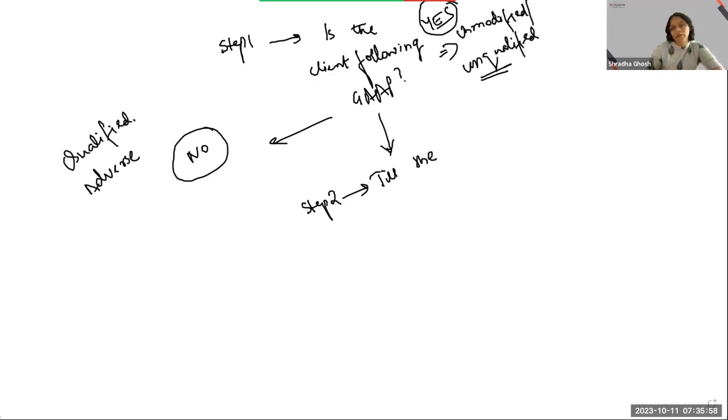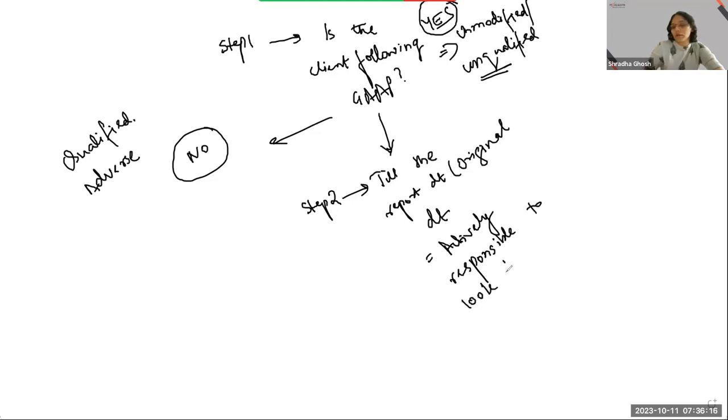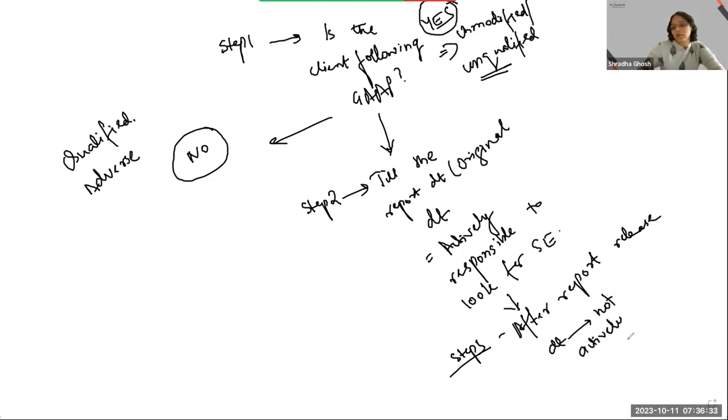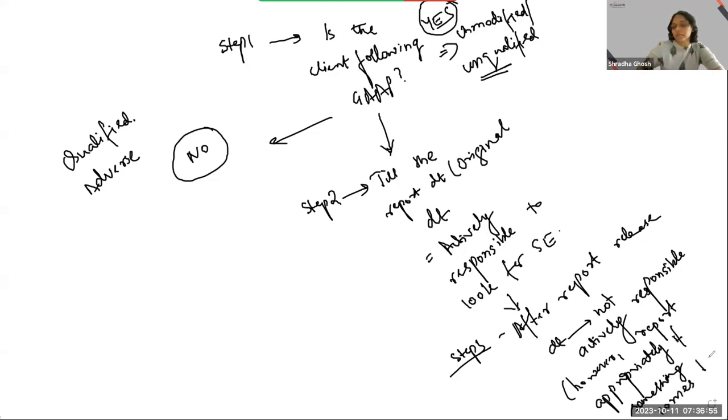Okay, so first thing what you do is understand, is the client following GAAP? If it is, one. If it is not, now till the report date, the original report date, what are you doing? Actively responsible to look for subsequent events. And then you go to step 3. After the report release date, not actively responsible. However, report appropriately if something comes to notice. Is this clear, guys? Everybody, is this clear?